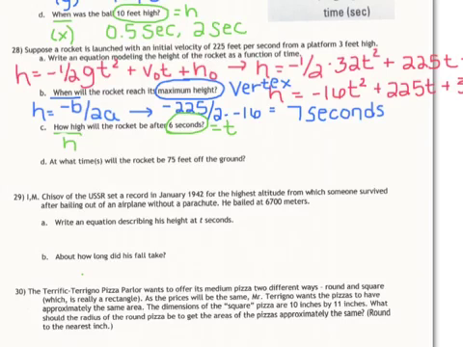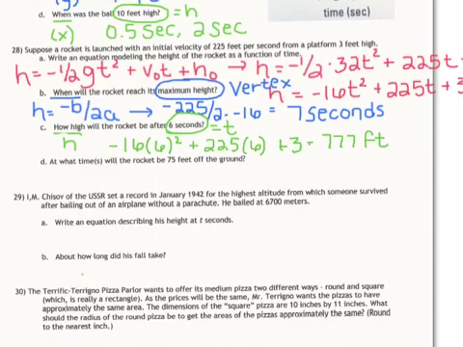I just have to take that 6 and put it in for t. So negative 16 times 6 squared plus 225 times 6 plus 3. And when I do that, I end up with 777. And that's a height, so that's in feet for my answer. Okay, so at 6 seconds, I'm at 777 feet.